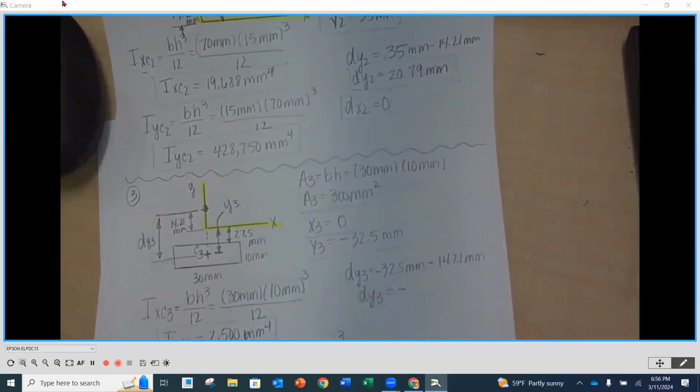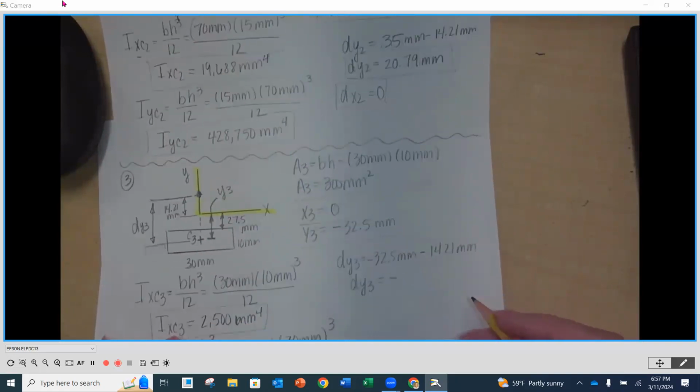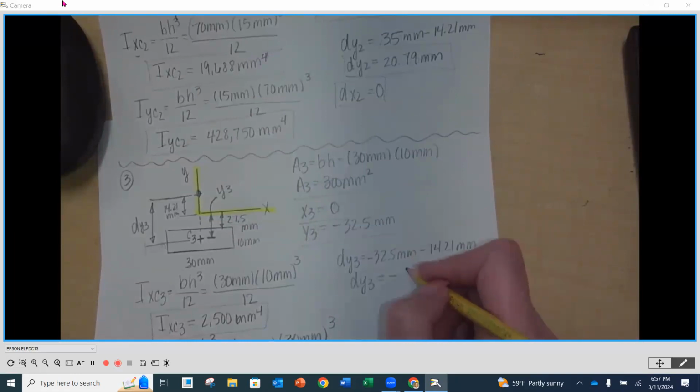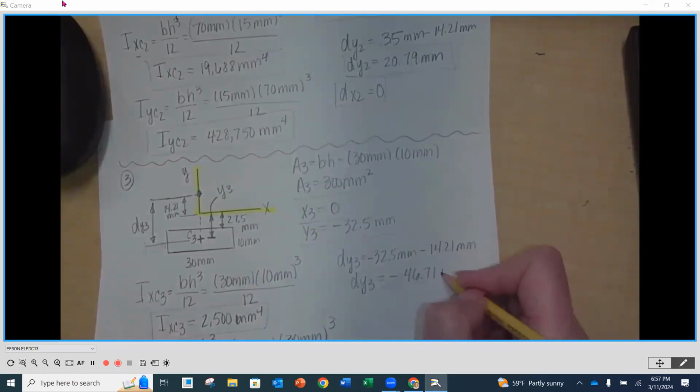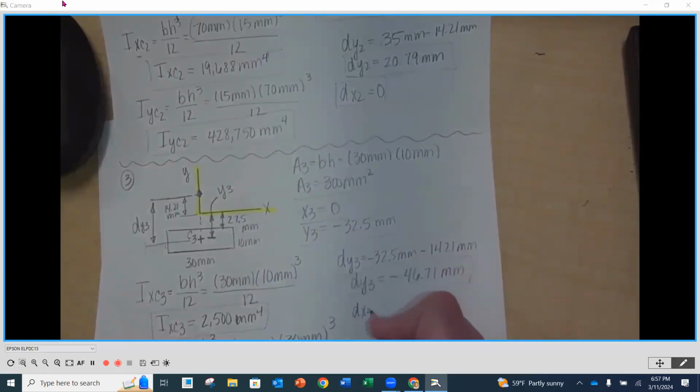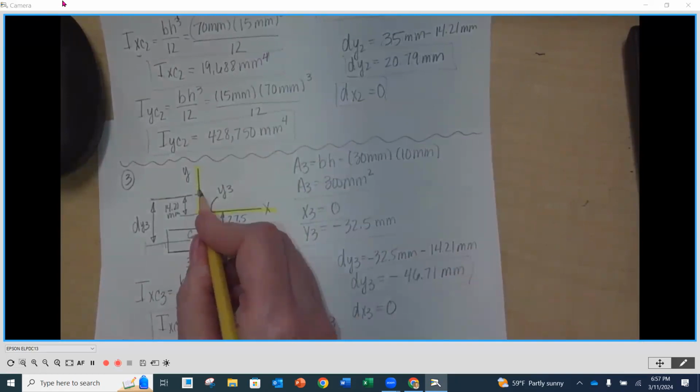The paper disappeared on me. What do you get for dy3? A negative what? 46.71 millimeters. Okay. And our dx3, 0, right? No offset from there.